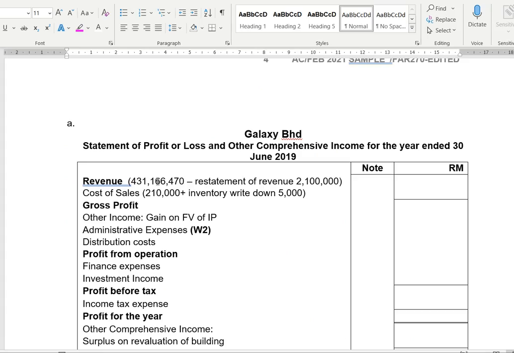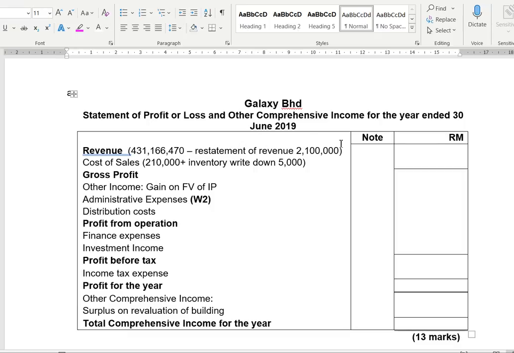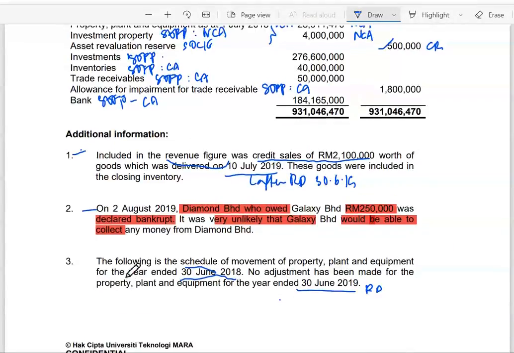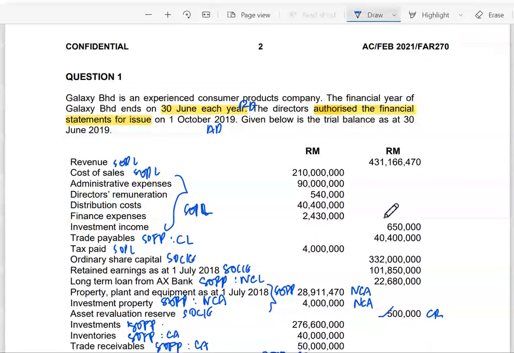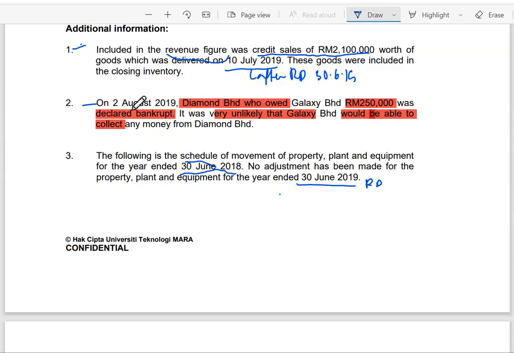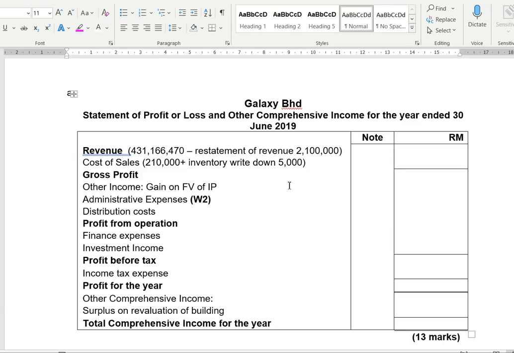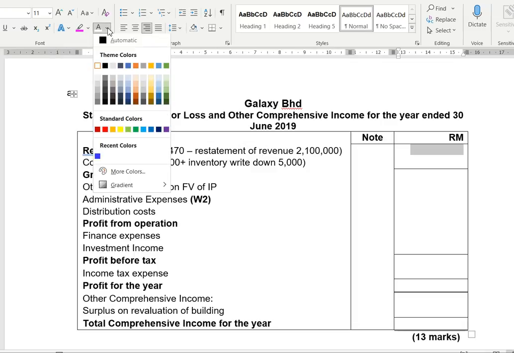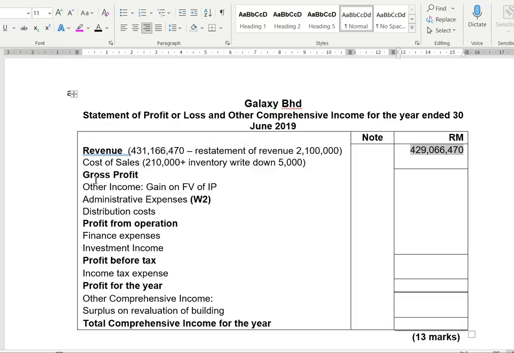So what you need to do first is to prepare the blank template. Of course, you have done that. The first item is that the revenue has to be adjusted. The revenue was from the income, which is the first item in your trial balance. Take that and adjust for the adjustment that you have done for information number 1. You have done that earlier. The revenue was being overstated, and therefore you have this figure here, 429,066,4670.